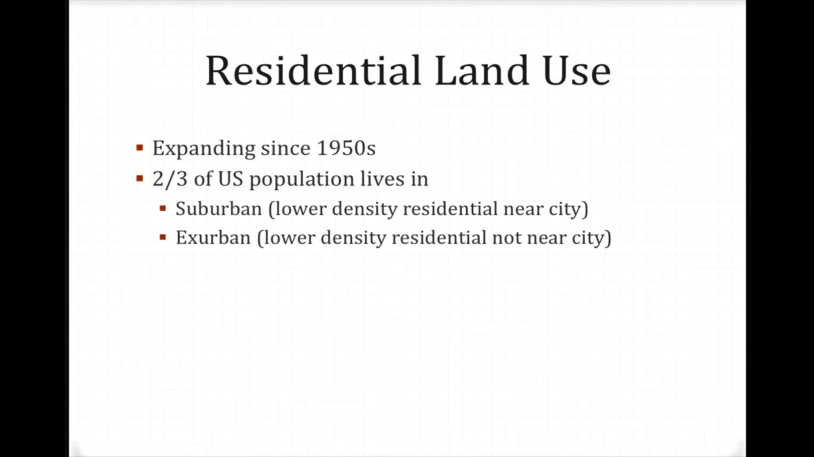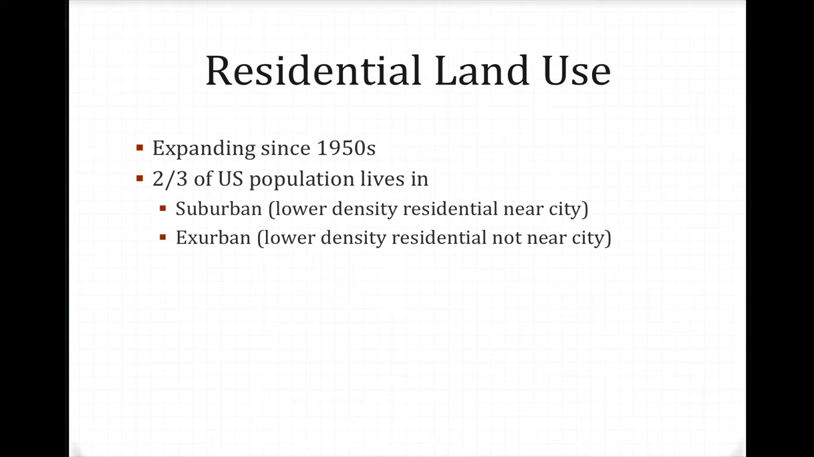Now, suburban is lower density residential that's near a city. Exurban is lower density residential that's not near a city. I don't think we have anything that's considered exurban in Southern California, or at least in the Los Angeles basin, because we all are very close to Los Angeles.